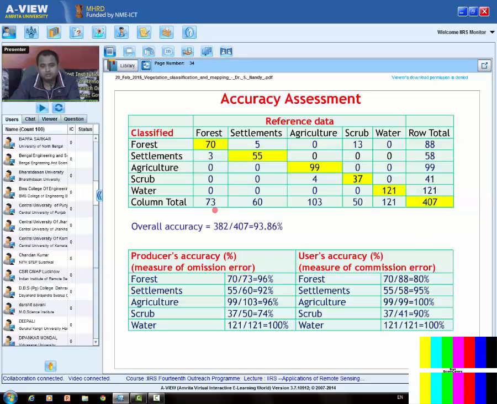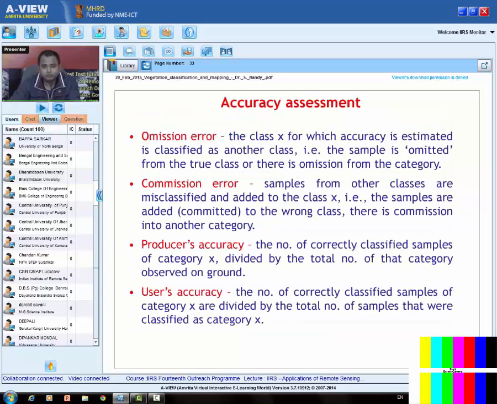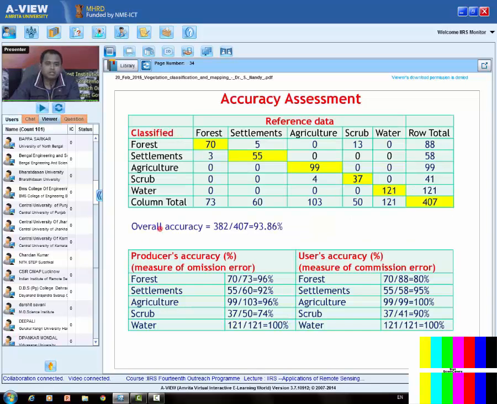Earlier I also told you about omission error: the class X for which the accuracy is estimated is classified as another class, so the sample is omitted. In the other one, there is addition of samples, which is commission error. So basically, you get the overall accuracy of the map as well as the producer's and user's accuracy of each class. It gives you an idea of the mixing up of the different classes.